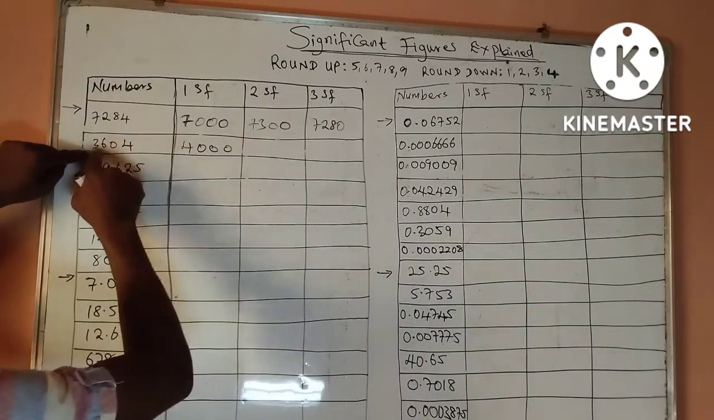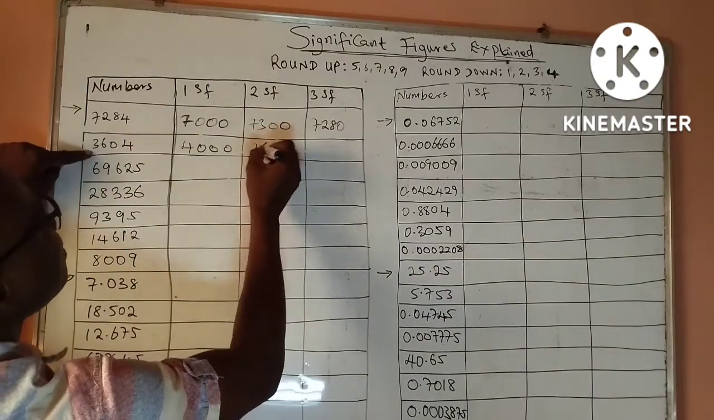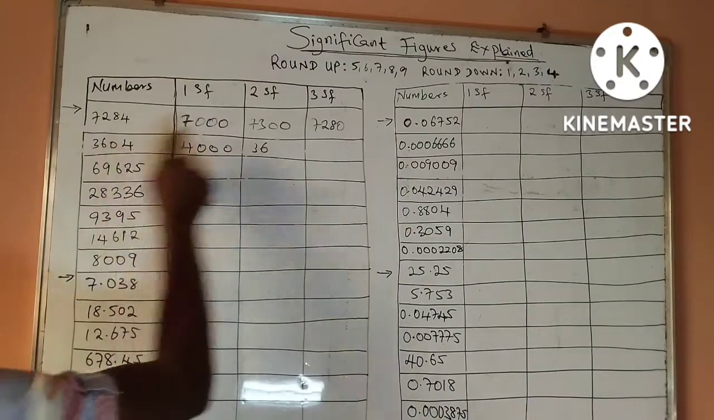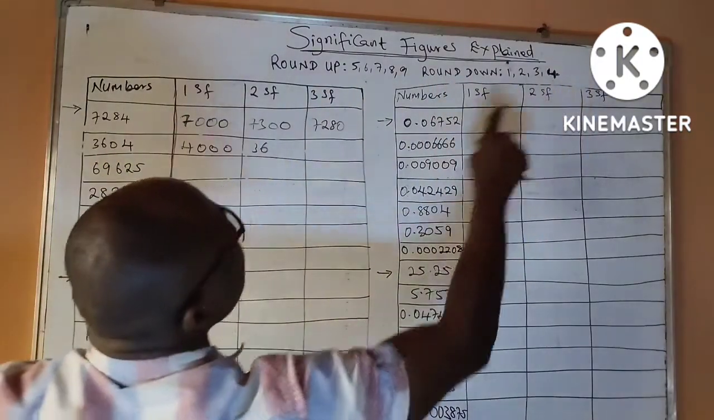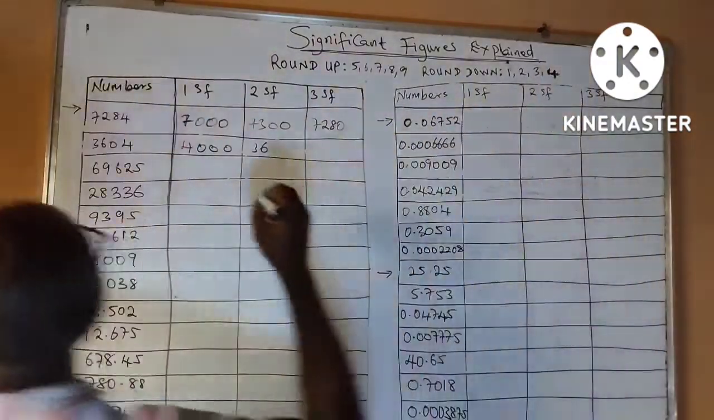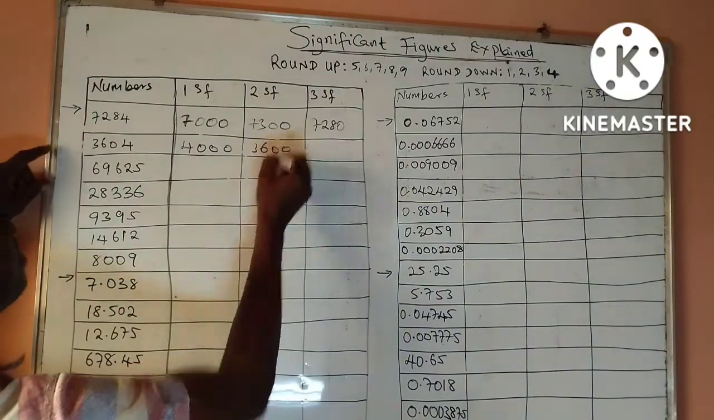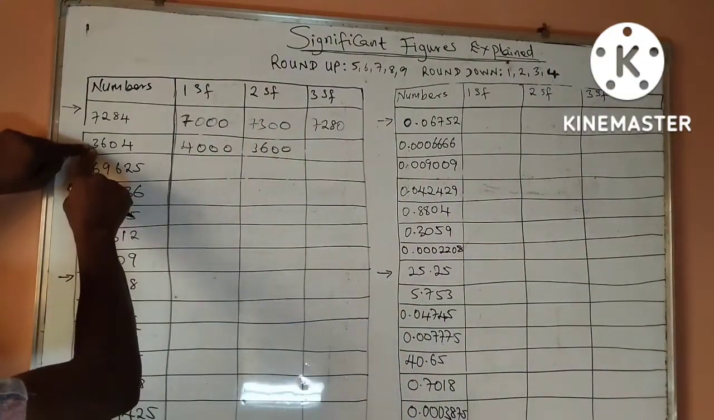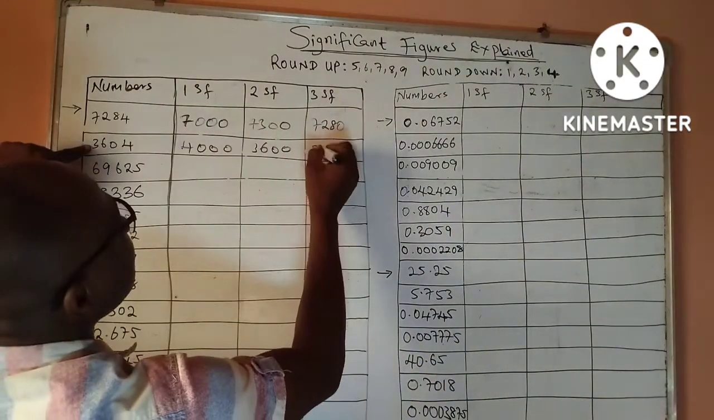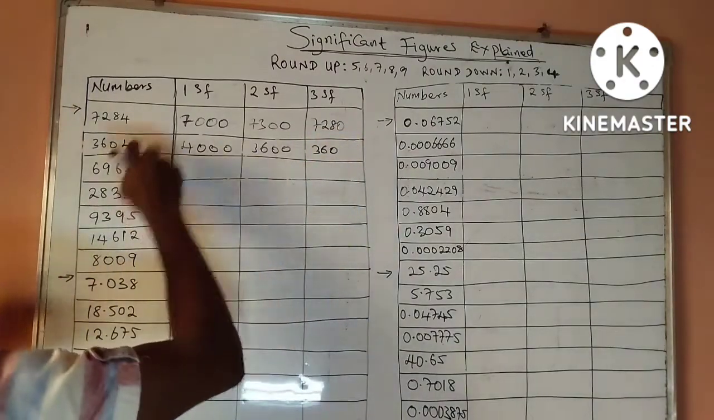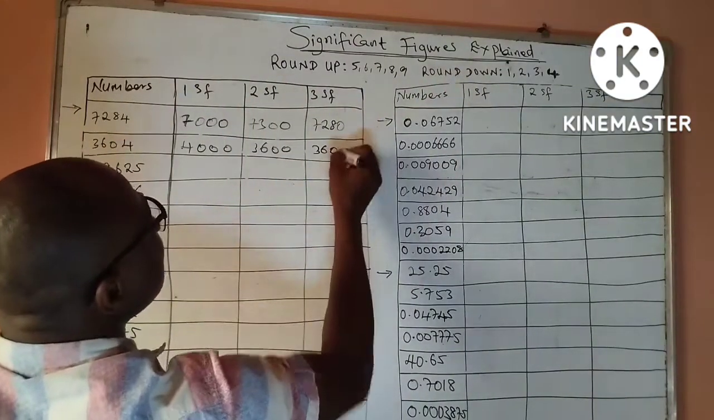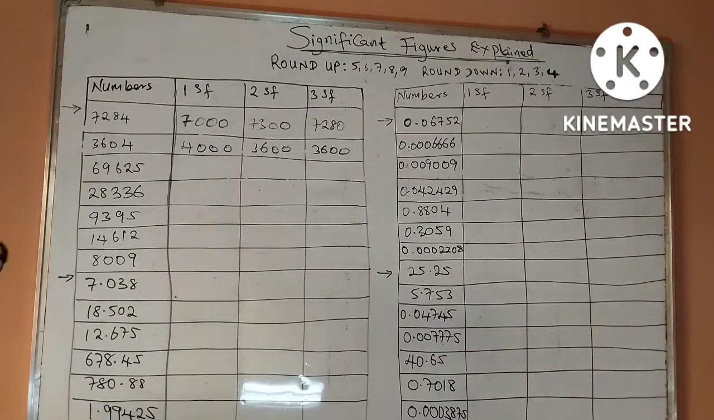Two significant figures, 1, 2. I write 3 6. Then the next two are to be rounded down, so I will now have 3600. For three significant figures, 1, 2, 3, I have 3 6 0. Then the next digit is 0, which is to be rounded down.